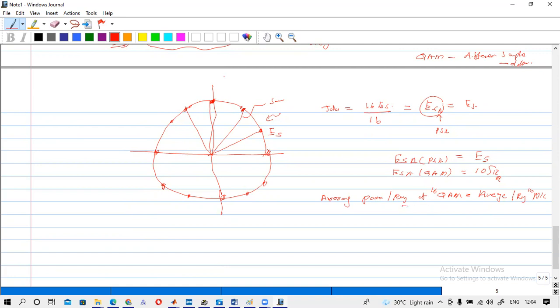Okay, so this is not always true. Because you are designing a system like this, this is not a requirement for CAM and PSK. There is no point that the 16 CAM and the 16 PSK should have the same average energy. That is not a must.